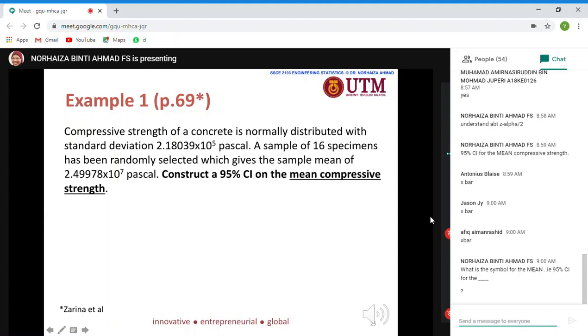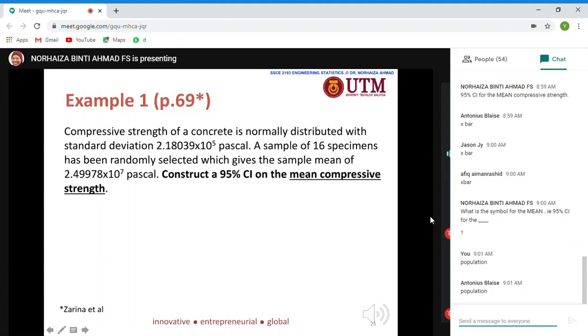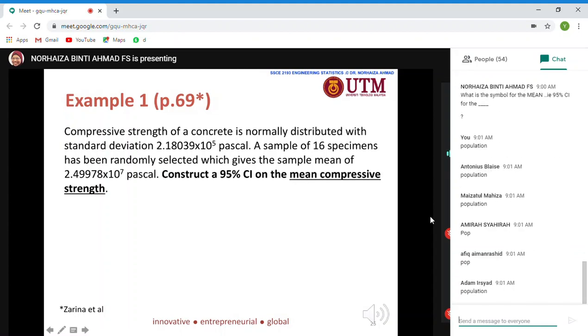So what's the symbol to denote this 95% of the mean? The mean here denotes what? This mean denotes which mean? The population mean or the sample mean? CI on the mean, the population mean, okay? Yes, that's right, the population mean.